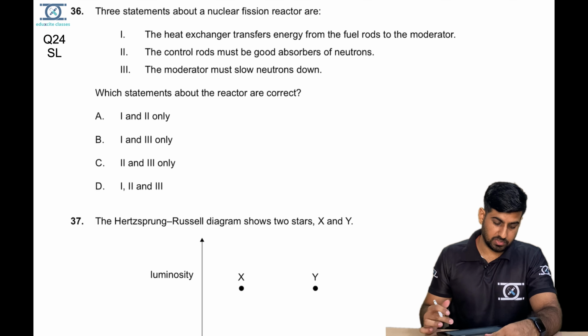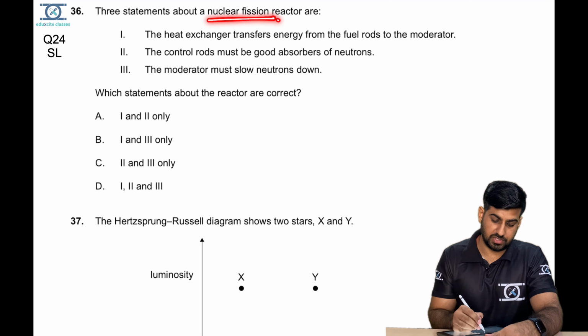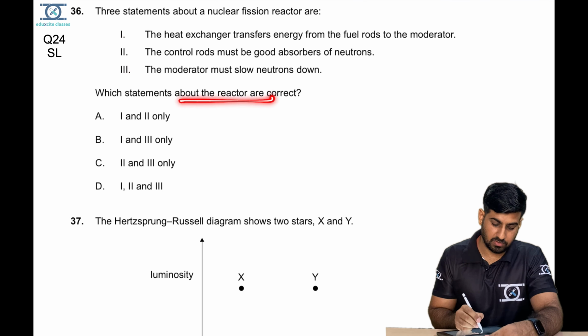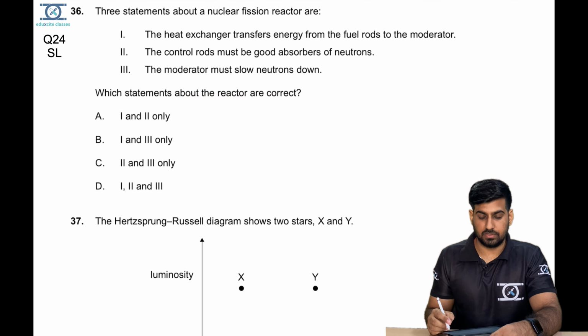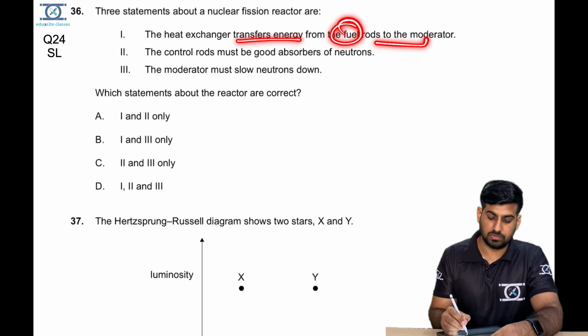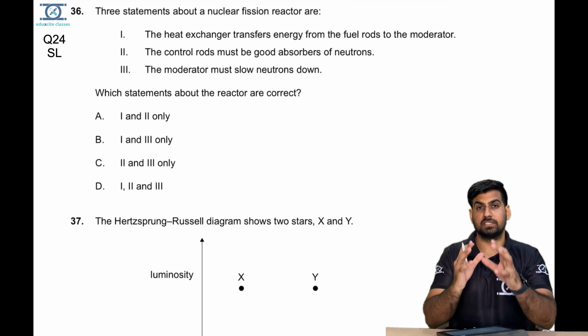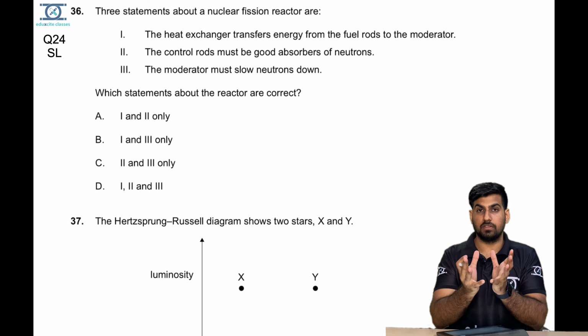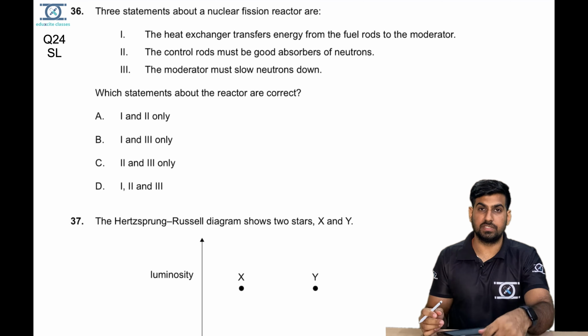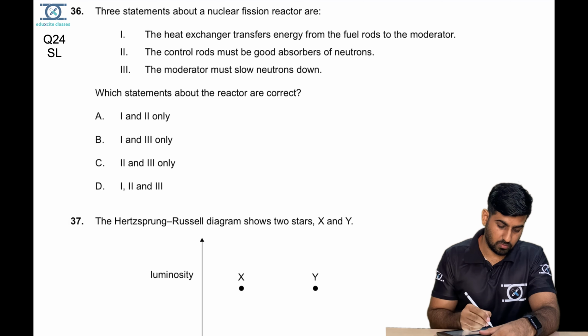Okay. Now question number 36, nuclear fusion reactor. It's a theoretical part. Just read all the three statements. Which of the statements is correct for the reactor? So the heat exchanger transfers energy from the fuel rods to the moderator. No, the heat exchanger is used to transfer the energy of the reaction to the water to convert that into the steam. Okay, so that is not the role of the heat exchanger, so this is incorrect.